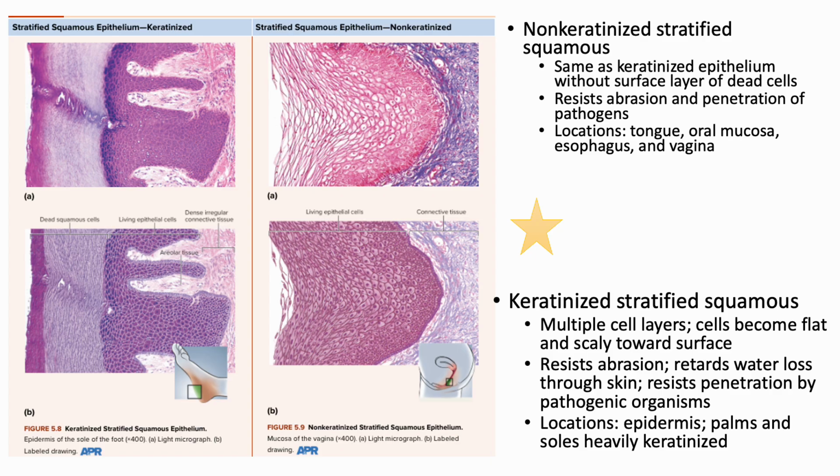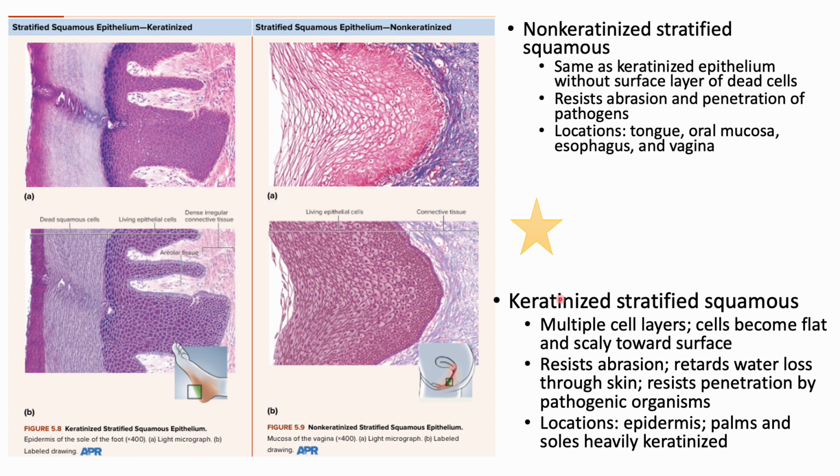So let's take a look at it again. On the left, we have stratified squamous epithelium that is keratinized. And on the right, we have stratified squamous epithelium that is non-keratinized. In these top layers of cells, when we make the slides, we often get these empty-looking cells, but we still see these nuclei. So these cells are alive. They are non-keratinized stratified squamous epithelium. Where do we find it? We find it in the tongue, the oral mucosa, the esophagus, and the vagina.